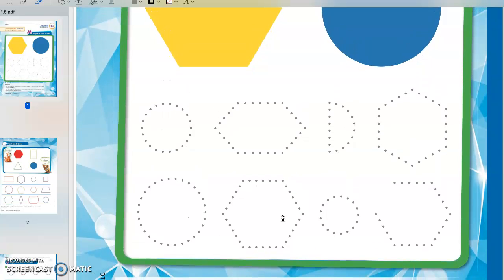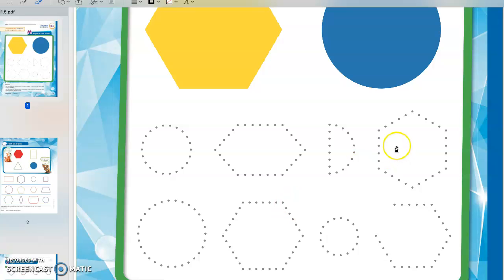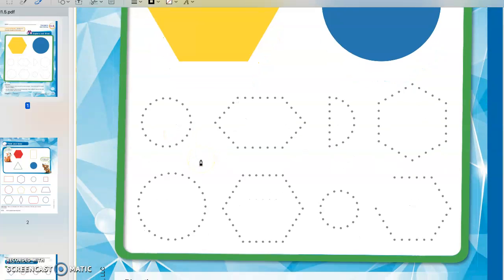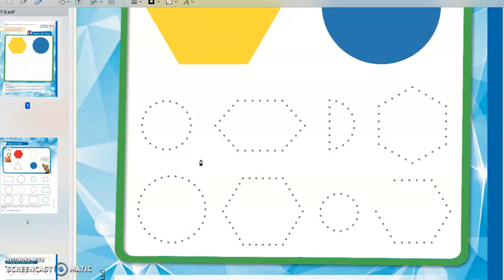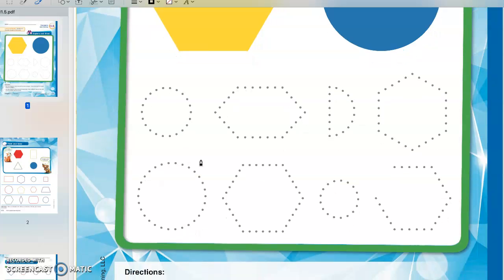The first thing I want you to do is trace one hexagon with your finger. 1, 2, 3, 4, 5, 6. Count to 6 as you trace your hexagon so you know it's a hexagon. And then find one circle and trace it with your finger. Just go around, make sure there are no vertices.